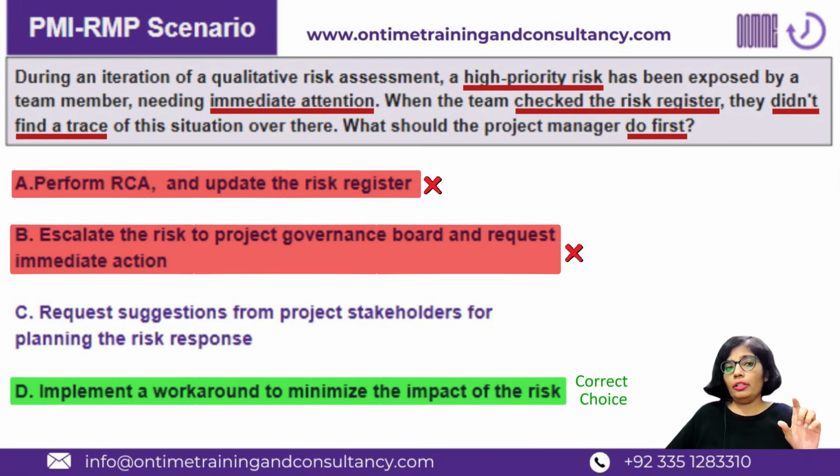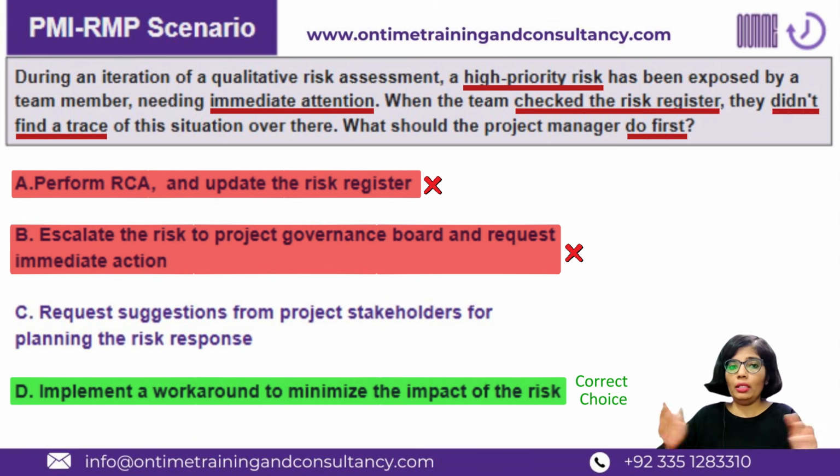between B and D, the difference is the level of ownership. As the very first step, the project manager would like to implement a workaround, and if the workaround, as per him, is to escalate the situation to the governance board, because his hand cannot keep the situation because of lack of authority or lack of approving power or so, then he may go for B as well. But B is one possibility. B is not the only thing that we may go for.